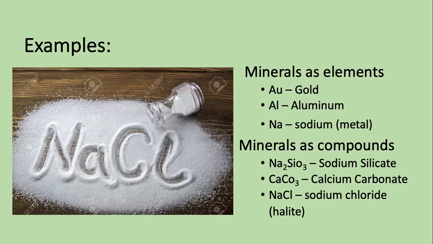Examples of minerals as elements, we have gold, the chemical symbol is Au, aluminum, the chemical symbol is Al, and sodium, the chemical symbol is Na. Sodium by itself is a metal, but when you combine it with chlorine, it becomes sodium chloride, which is a compound that's also a mineral, table salt. Calcium carbonate is a mineral, CaCO3, and sodium silicate, Na2SiO3.